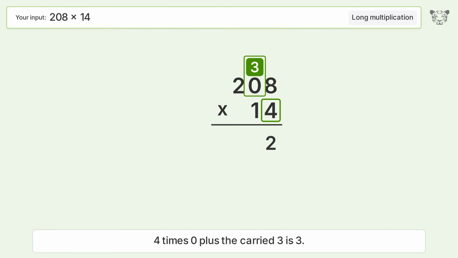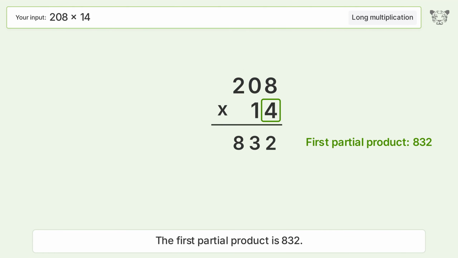4 times 0 plus the carried 3 is 3. 4 times 2 is 8. The first partial product is 832.